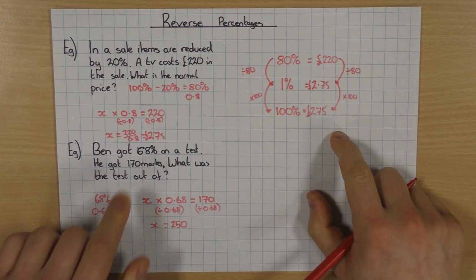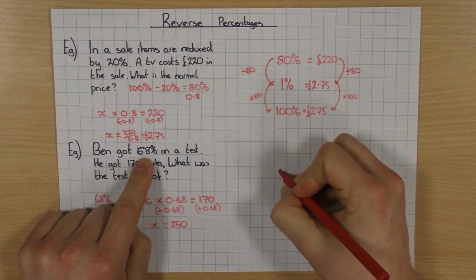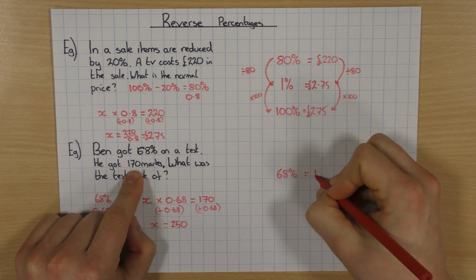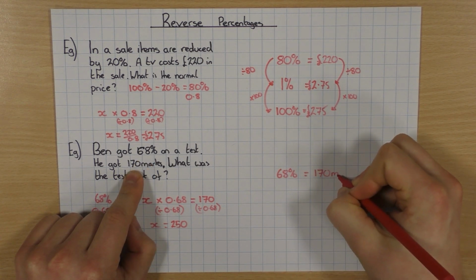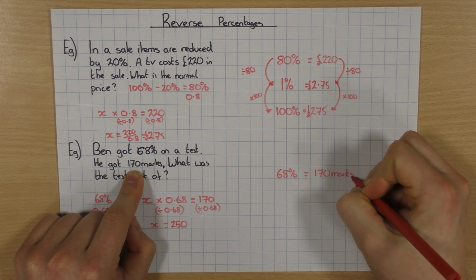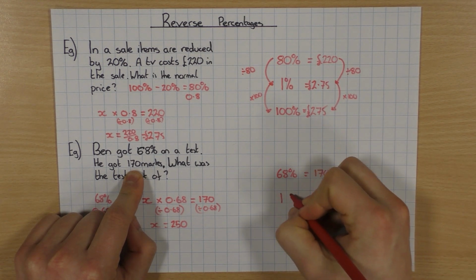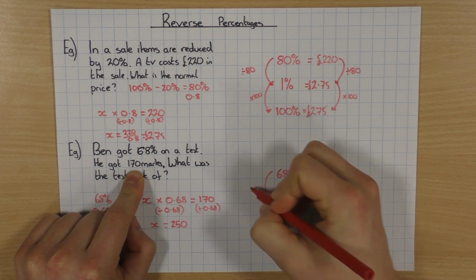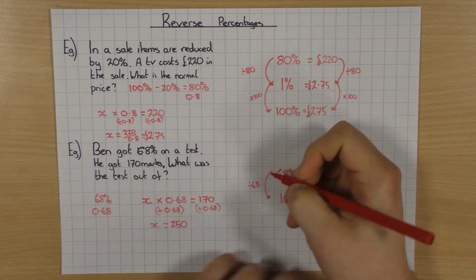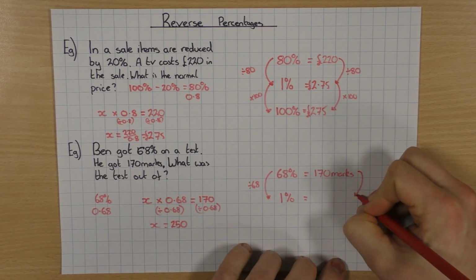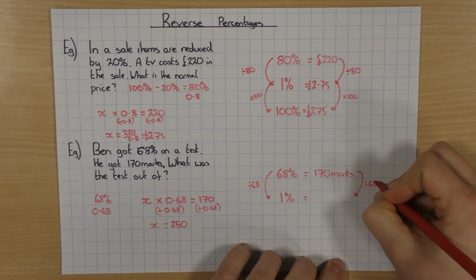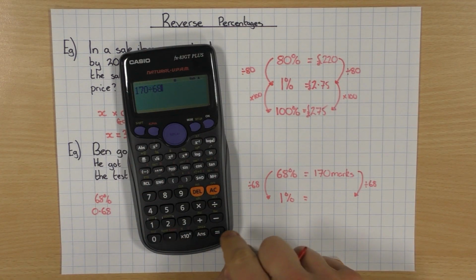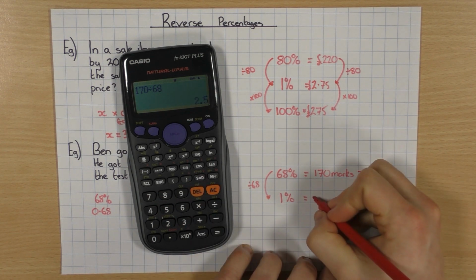Using the unitary method, well, we know he's got 68%, and we know that equals 170 marks. Okay, and again, I'm just going to find out what 1% is. So to do that, I divide by itself. So I divide by 68, and I do the same thing over here. So 170 divided by 68 is 2.5 marks.